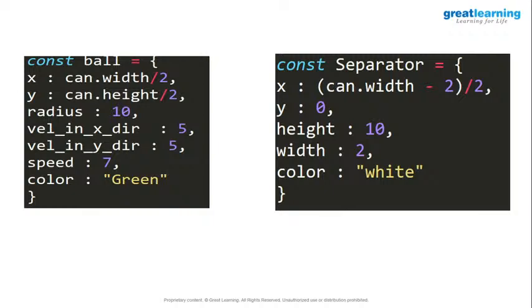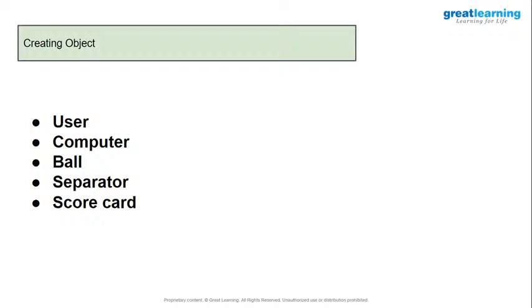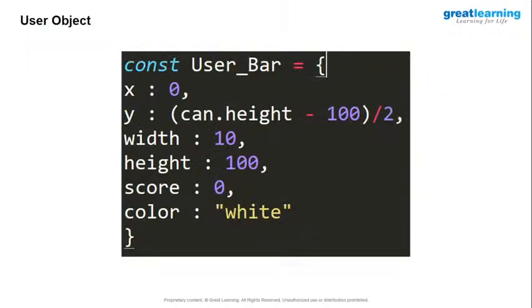And then the height and the width, it is going to be in the form of a rectangle that we are going to use. Okay, and then the color white, or whatever we want. If we want, we can change it. Okay, now this is the separator and the ball, right? The separator and ball object is done. Now let's see the user bar.